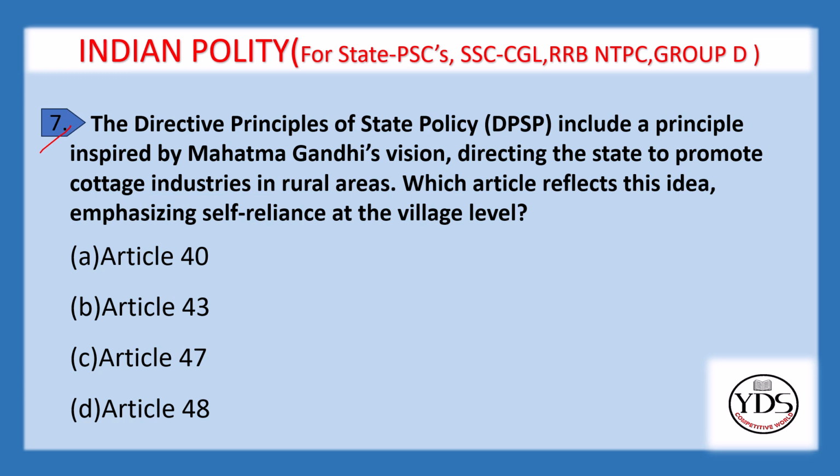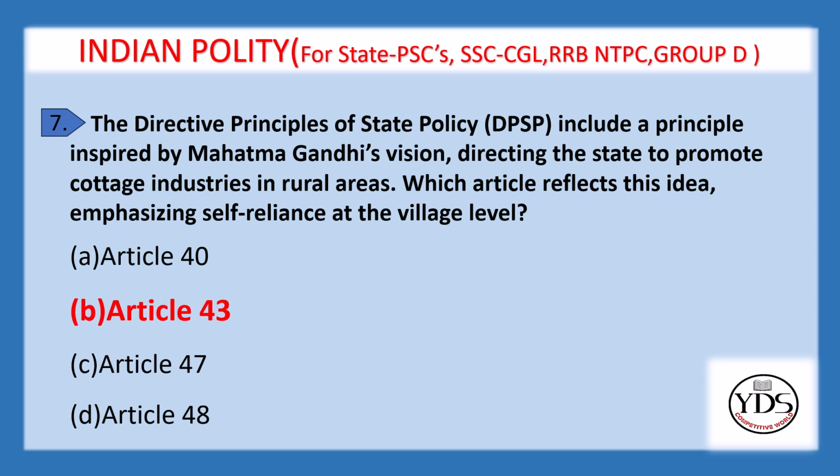Seventh question. The Directive Principles of State Policy, DPSP, include a principle inspired by Mahatma Gandhi's vision, directing the state to promote cottage industries in rural areas. Which article reflects this idea, emphasizing self-reliance at the village level? Option A, Article 40. Option B, Article 43. Option C, Article 47. Option D, Article 48. Option B, Article 43 is the correct answer.